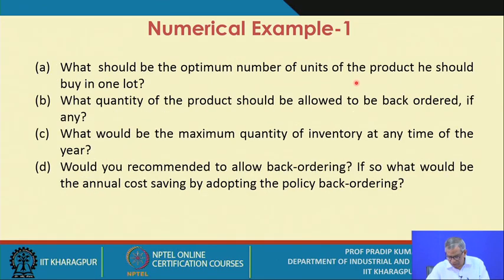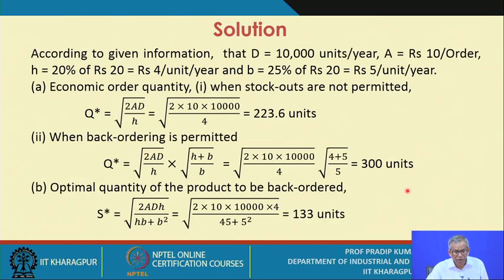What should be the optimal number of units of the product he should buy in one lot? What quantity of the product should be allowed to be back ordered, if any? Okay. What would be the maximum quantity of inventory at any time of the year? Would you recommend to allow back ordering? What is your opinion? If so, what would be the annual cost saving by adopting the policy of back ordering? Okay, so these are the questions, and you need to answer all of them.